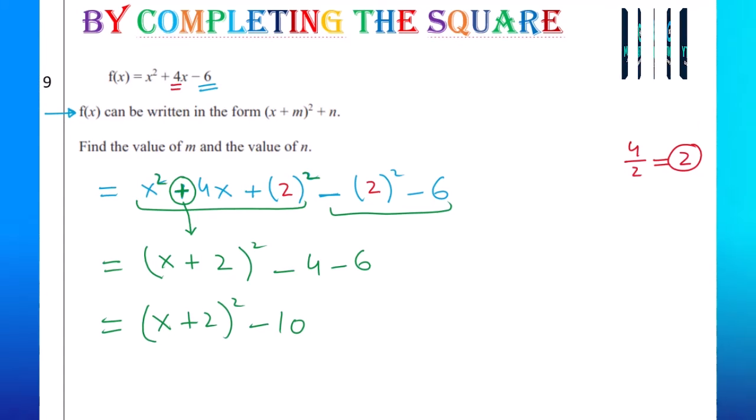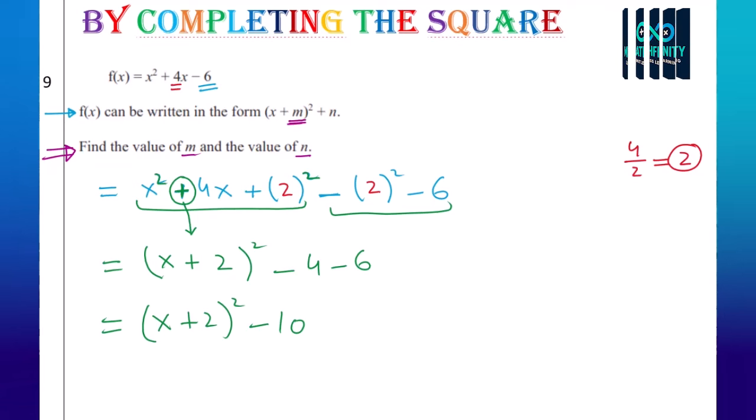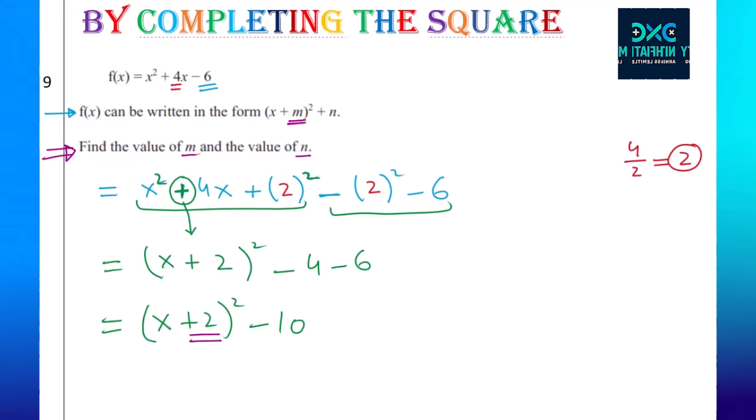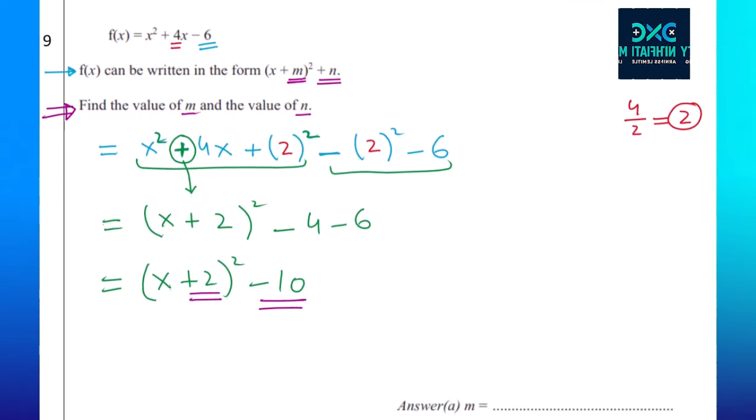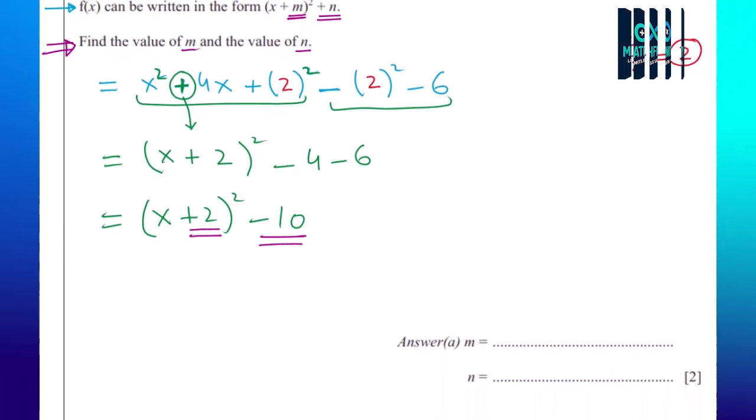After this, concentrate on the question here. What they want, they said find the values of m and n. So you have to concentrate on which position m is in, this one. So what is the number here? m is 2 and n is the outside number. So this is the value of n. And you have to write these two answers in the given space. Here m is 2 and n is negative 10. Okay. Hopefully guys, you understand how to solve a quadratic equation by the completing the square method.